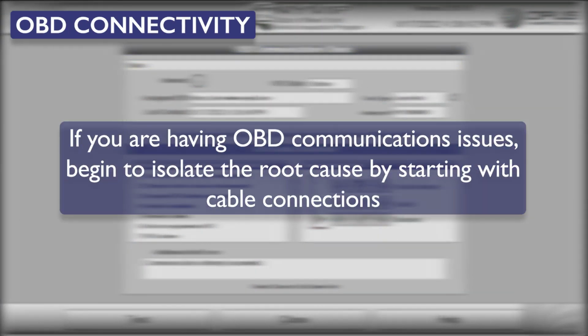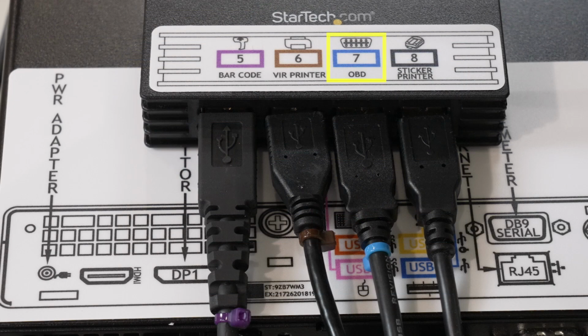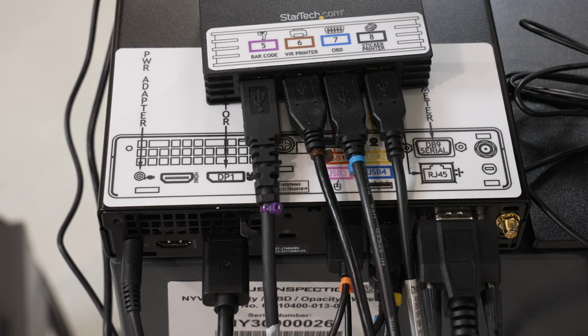If you are having OBD communications issues, begin to isolate the root cause by starting with cable connections. Check the USB cable connection to port 7 of the powered USB hub. Check all connections to the IM-Clean module and the vehicle.